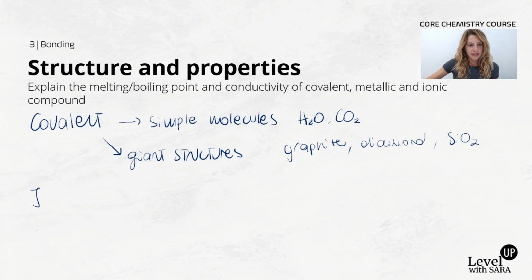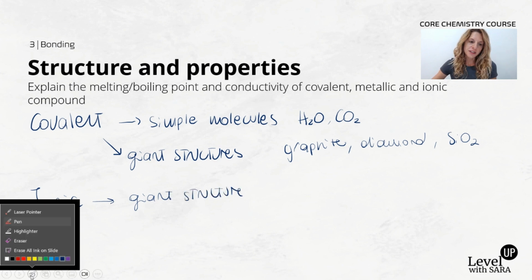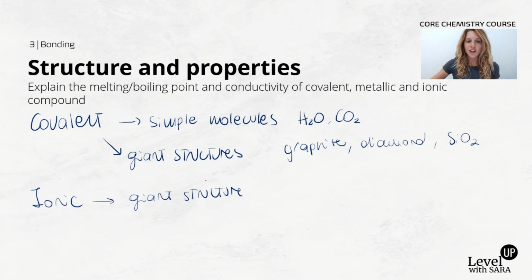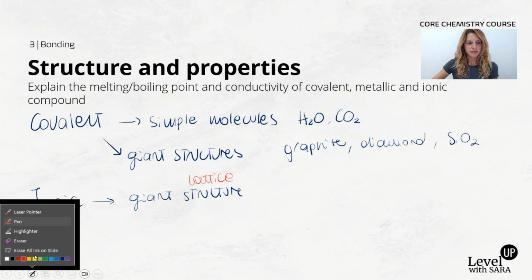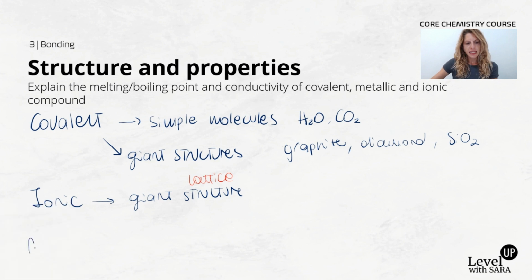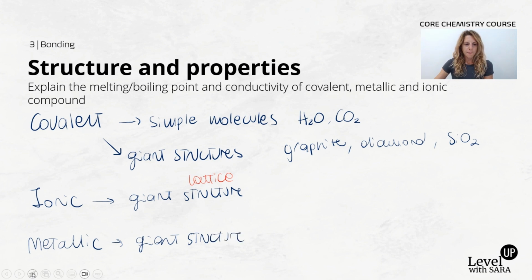Let's look at ionic and metallic. Ionic only exists as a giant structure. Another word for structure is lattice, so you may hear ionic lattice. So lattice or giant structure, okay. And metallic also exists just as a giant structure or giant metallic lattice. Okay, same thing. So let's think about their properties now.